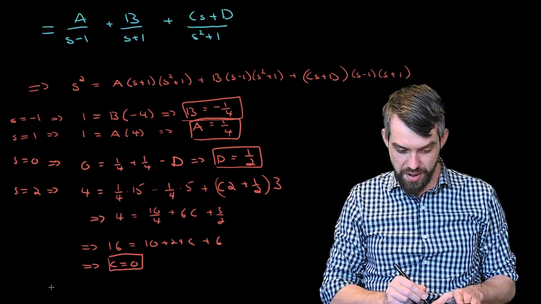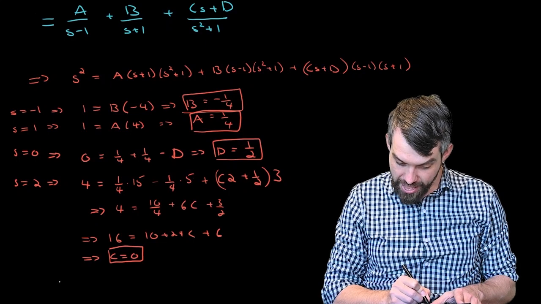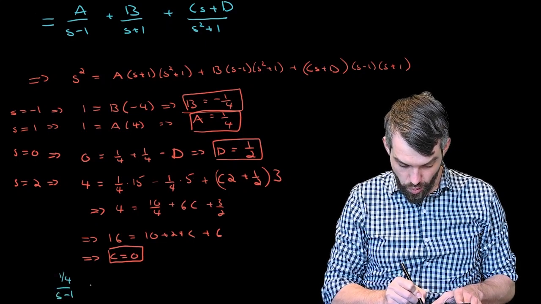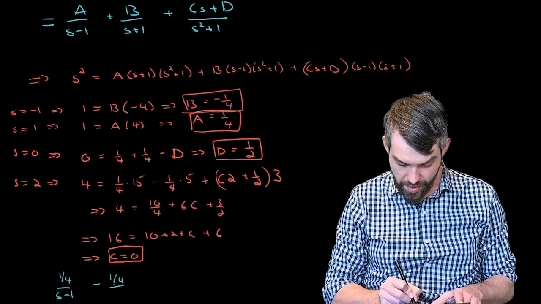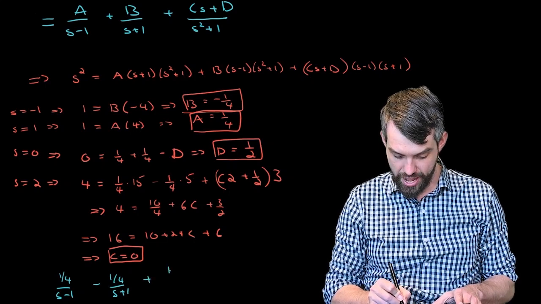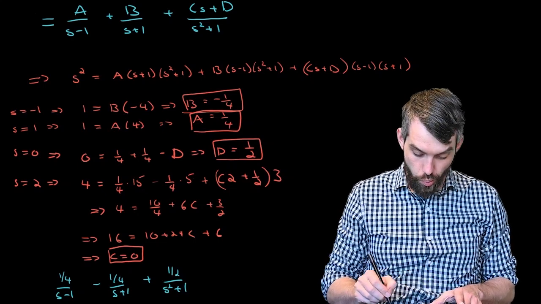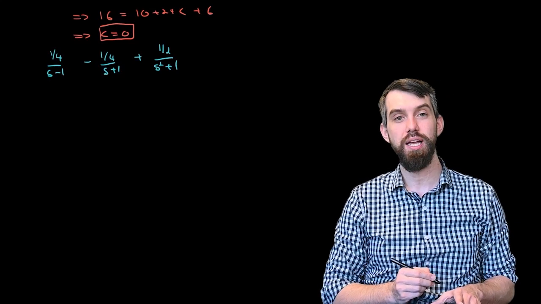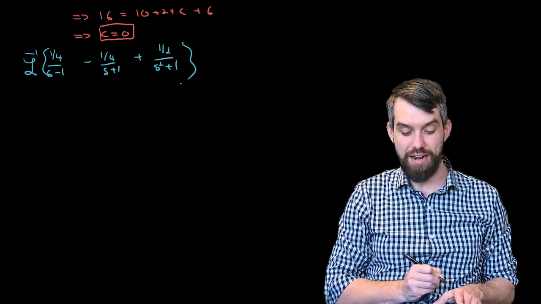Now, for the purposes of finding the inverse Laplace transform, what are we supposed to do? What I am trying to compute is equal to A, which is 1/4, divided by s minus 1, plus B, which is negative 1/4, divided by s plus 1, a 0 times C, and then plus a D of 1/2 divided by s squared plus 1. So my actual goal in this video is to compute the inverse Laplace transform of that.